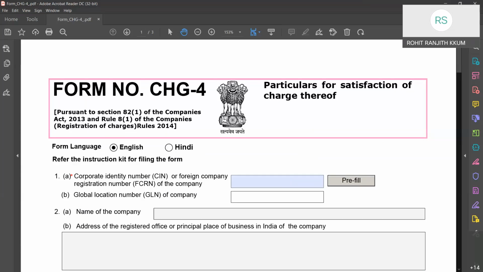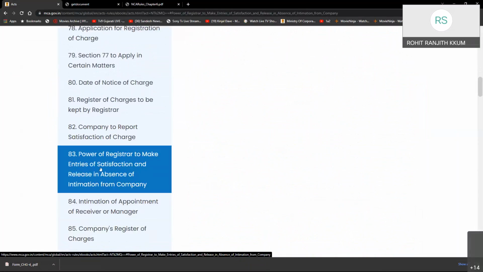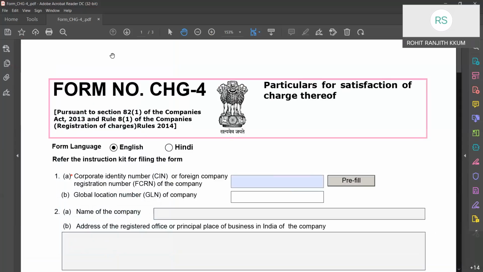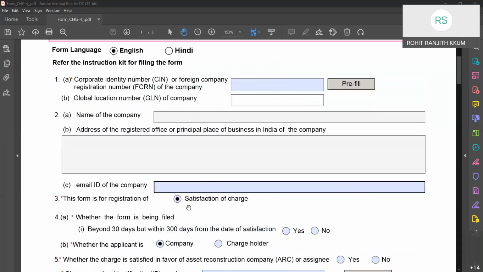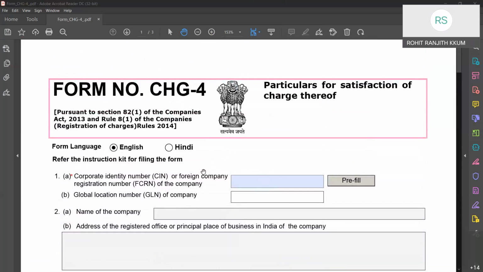All right. Now let's go to section 83. Students, section 83 is also very important, and it is also part of our examination questions. What is section 83 talking about? It talks about the power of the registrar to make entries of satisfaction and release in absence of intimation from the company. So what this is trying to say is that satisfaction will apply only when form CHG4 is filed by either of the parties, whether it is the company or the charge holder. It can be filed by any one of the parties.